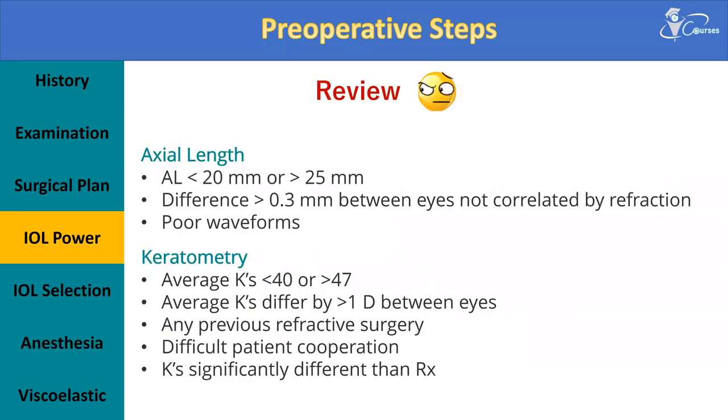Regarding the keratometry, if the patient has extremes of K readings, like flat K readings less than 40 or steep K readings more than 47, this should also raise an index of suspicion. Also, an average K difference of more than one diopter between eyes. This should make you repeat your biometry if you find a great difference between both eyes.